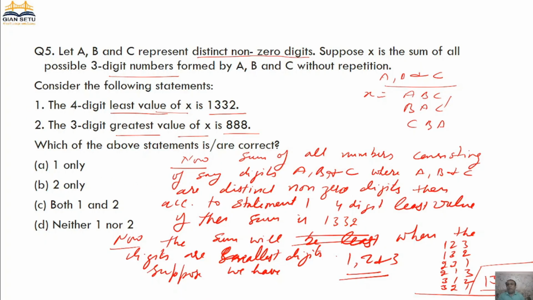That means statement 1 is true. Okay, correct. The 4-digit least value of the sum of 3-digit numbers will be 1332. Now let's see the second statement. This statement cannot be true because the least sum is a 4-digit number. So this second statement automatically stands incorrect, right? So the answer is 1 only.